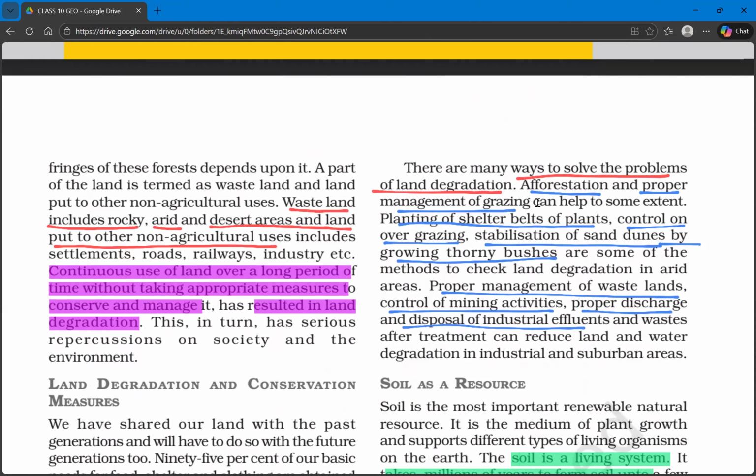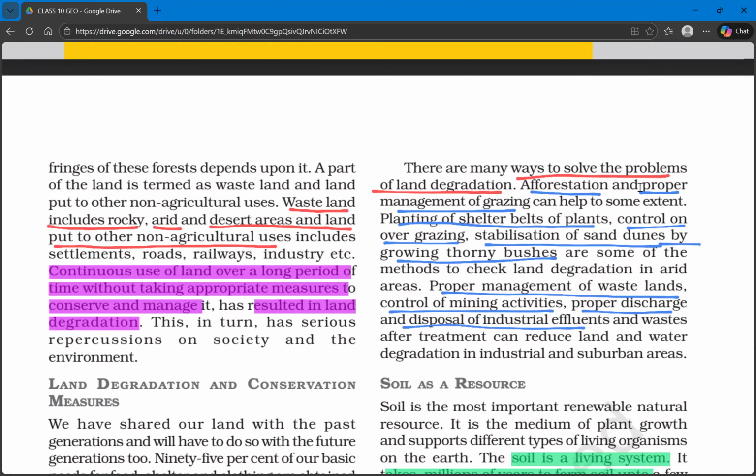So till now we have read the causes of land degradation. Now what are the measures that should be taken to combat it? First one, afforestation. Of course, afforestation and proper management of grazing can help to some extent. Next, planting of shelter belts of plants, control on overgrazing, and stabilization of sand dunes by growing thorny bushes are some of the methods to check land degradation in arid areas. Next, proper management of wastelands, controlling of mining activities, and proper discharge and disposal of industrial effluents and wastes after treatment can reduce land and water degradation in industrial and suburban areas.